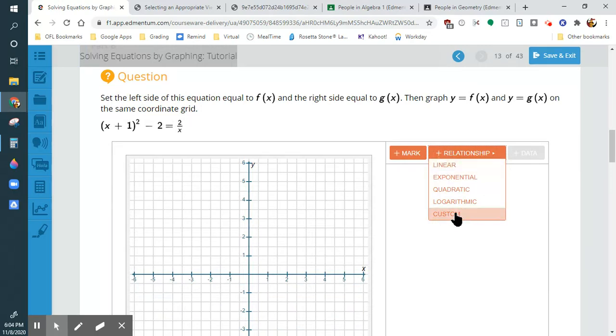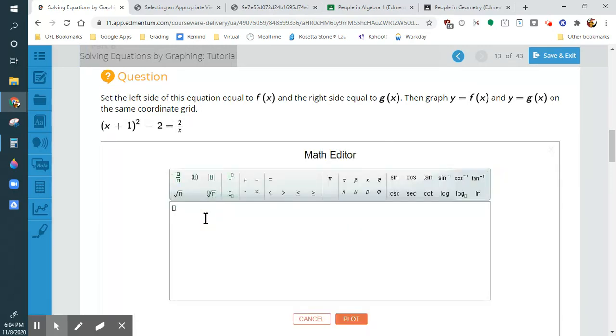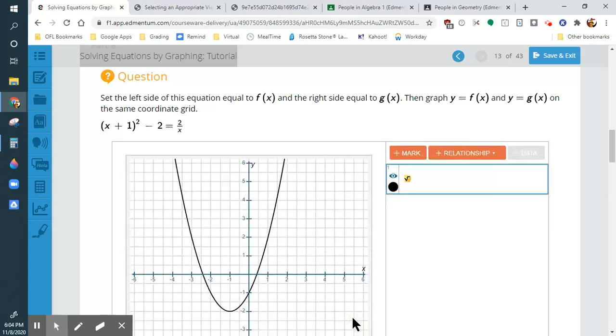So first things first, I'm going to use custom. Always use custom. It's just better when we're using these tools. This is x plus 1, squared, minus 2. So that's our first equation. Let me plot it. Then I'm going to plot my next equation.